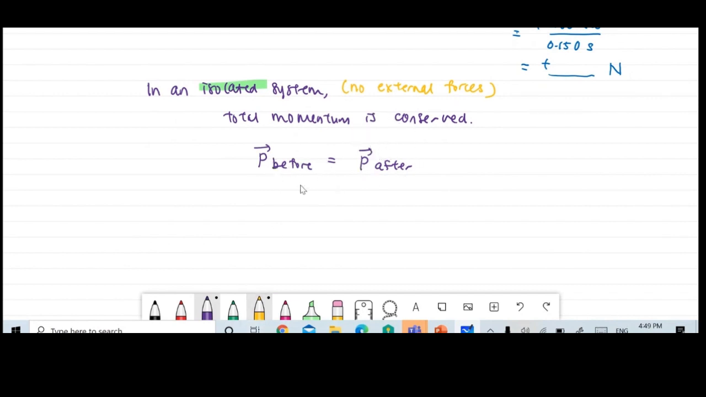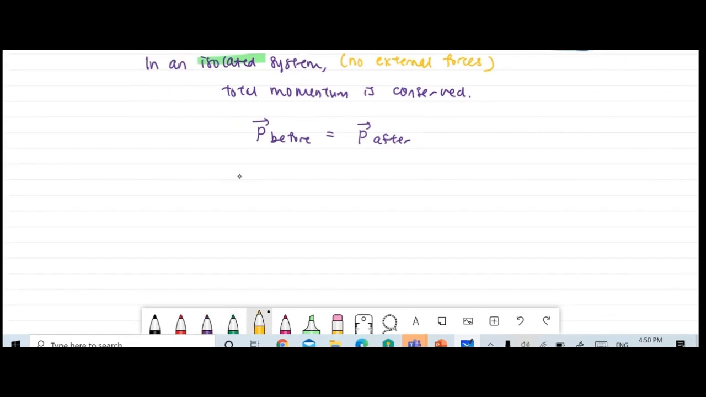So let's say I have two objects, maybe two cars. Car 1 is moving with the velocity of u1, and the mass of car 1 is m1, and car 2 is moving with the initial velocity of u2, and the mass is m2. And if the velocity u1 is greater than u2, there's a possibility that car 1 will collide with car 2. So they collide.